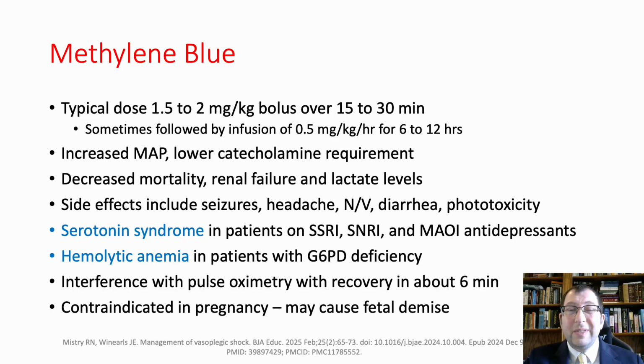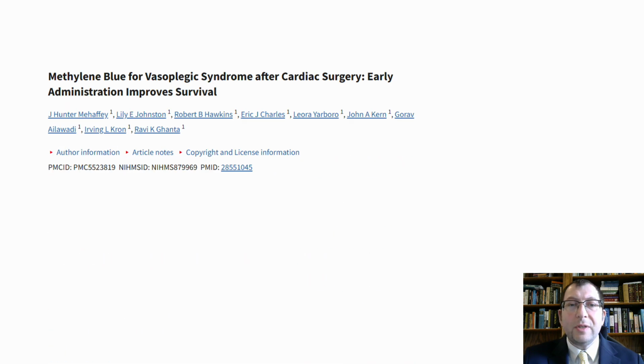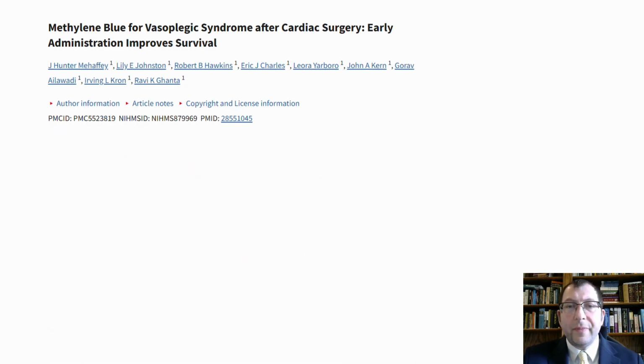Serotonin syndrome is a deadly condition that can be precipitated by combining methylene blue with these medications. It can also lead to hemolytic anemia in patients with G6PD deficiency. Several studies looked at giving methylene blue early.